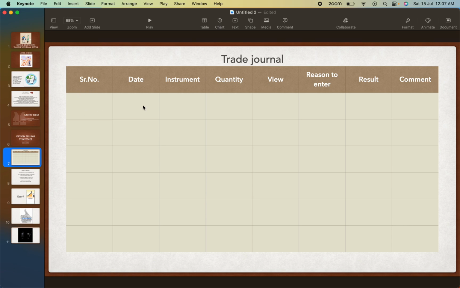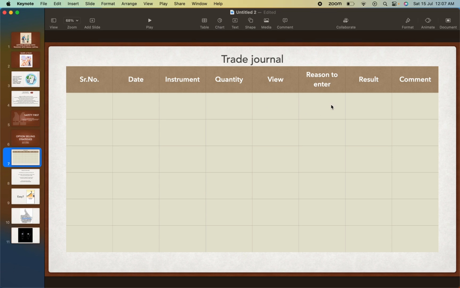So you can write serial number, date, instrument, meaning what index you are trading, whether PE or CE you have selected, how many quantities you have, and what your view is. Important is the reason to enter. Why I have mentioned this here is, whenever you write why you are entering, you will be reassessing whether you are entering right or not.